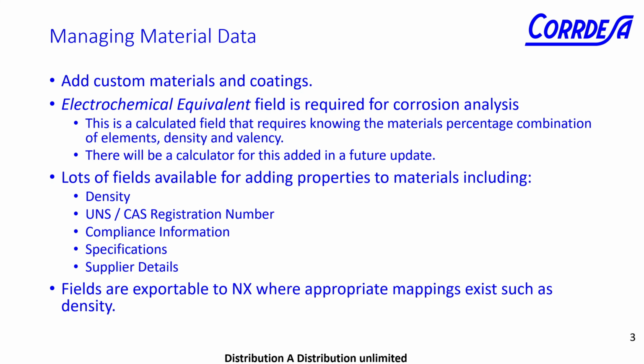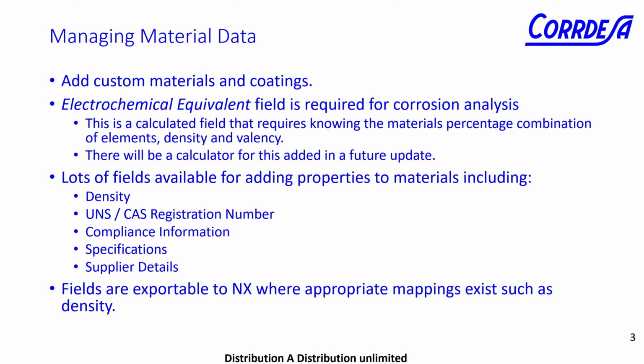When it comes to managing material data, the users have the ability to add their own materials and coatings. There are lots of fields available for users to add their own data to, including density, UNS, and CAS registration numbers, as well as compliance information, specifications, and supply details, of which some of these fields are exported automatically into NX where an appropriate mapping exists, such as the material's density.